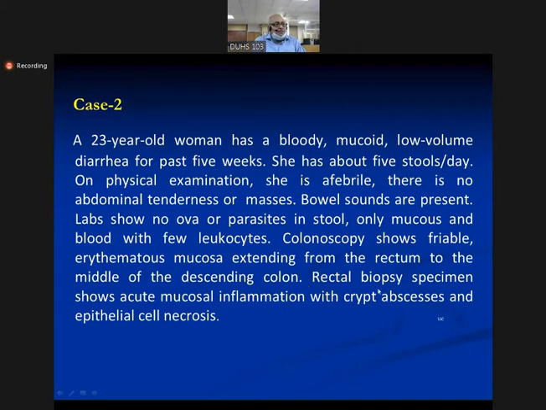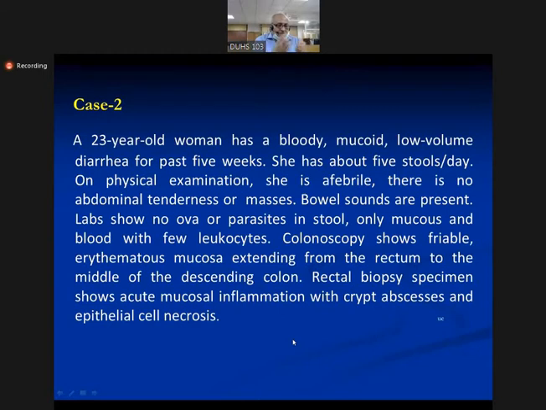Rectal biopsy specimen shows acute mucosal inflammation with crypt abscesses and epithelial cell necrosis. I will show you what are crypt abscesses and what is epithelial necrosis. So again, this is a similar sort of case with bloody mucoid, low volume diarrhea, but the previous one was an older female of around 50 years of age, with a history of 20 years. So it means that she was affected at the age of 30 years. Similarly, here we have a fairly young woman, and she has a 5 weeks history, and the bowel sounds are present. No element of intestinal obstruction, no element of parasitic infection of the bowel wall.